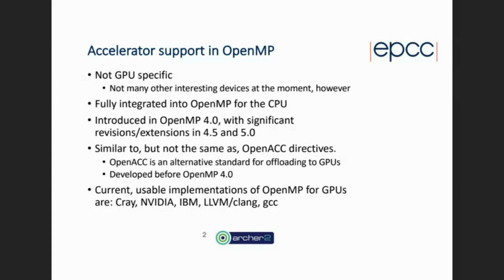So it's fully integrated into OpenMP for the CPU. Everything is designed to work nicely together. It originally came in version 4.0, but there have been significant revisions and extensions to it in 4.5 and 5.0. In many ways, it's similar to, but not the same as, the OpenACC set of directives. OpenACC is an alternative standard for offloading to GPUs, which was developed before OpenMP 4.0.